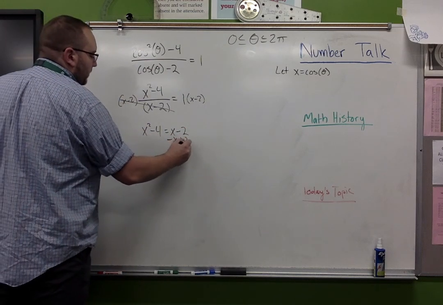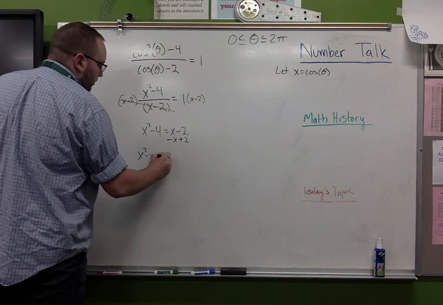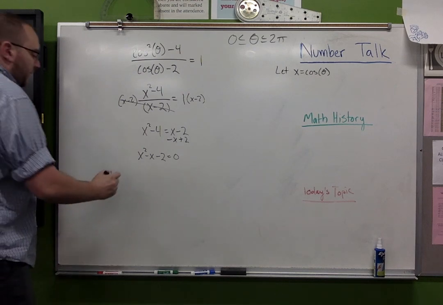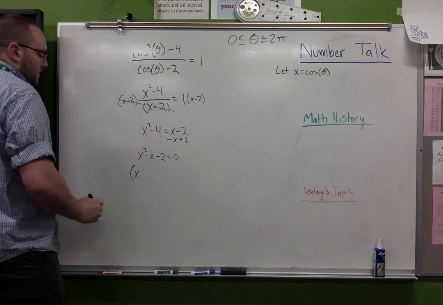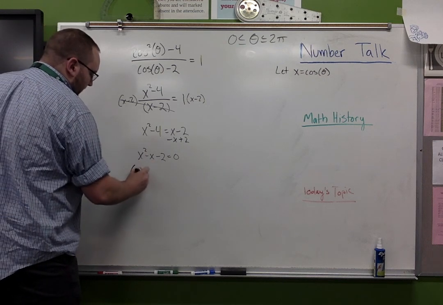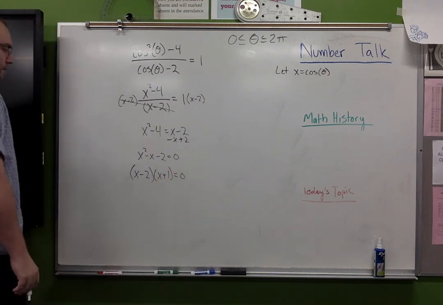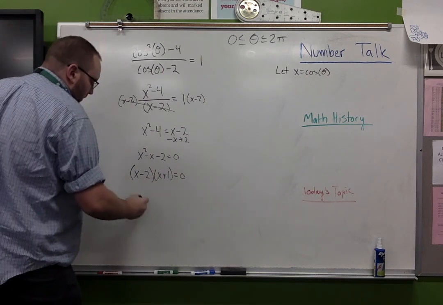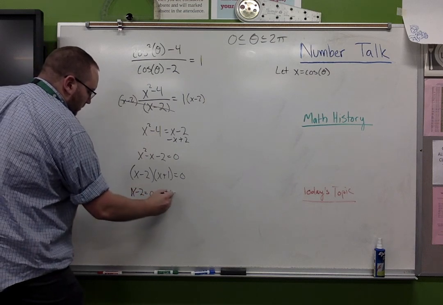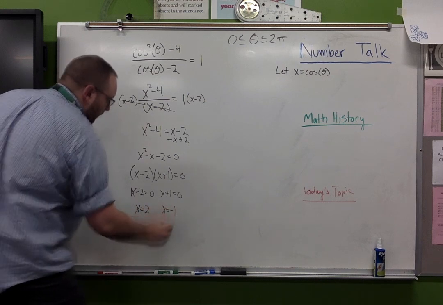Subtract x and add 2. So x squared minus x minus 2 is equal to 0. Factor it. X minus 2 times x plus 1 equals 0. Set each factor equal to 0. Solve: x equals 2, x equals negative 1.